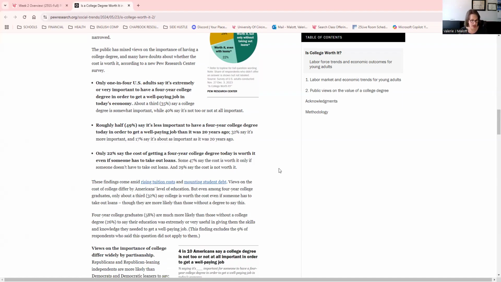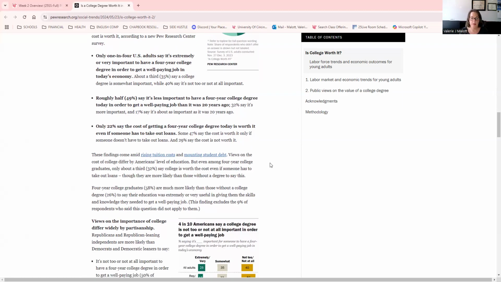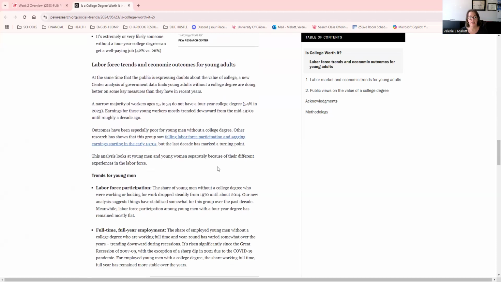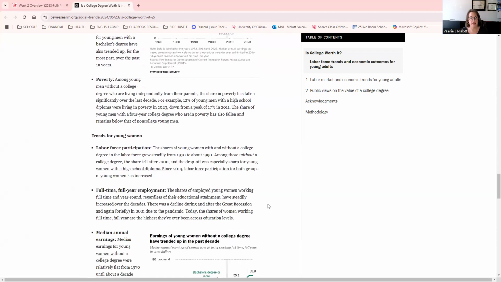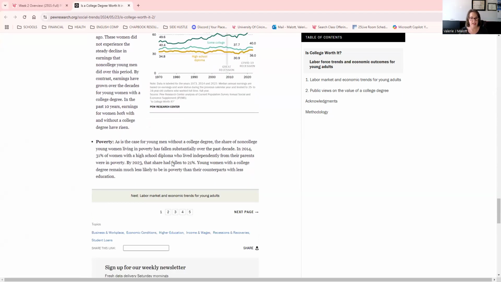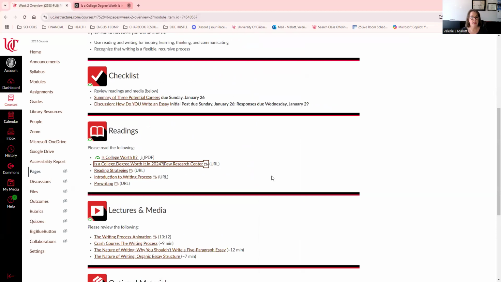So things are changing, and I think COVID has really affected us. The whole gig economy and the whole wave of people being able to work remotely. These are all factors that come into play. So this is also a very interesting thing to read through and take a look at the data that they're presenting. So that's a pretty cool website too.